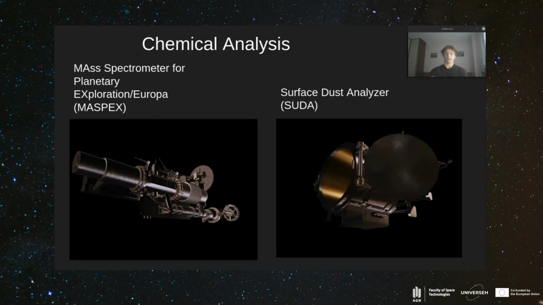The next pair of instruments are for the chemical analysis. Both of them are very similar because I will discuss shortly what they do. However, the difference between them is that the mass spec is concerned with the gases, and SUDA is responsible for the meteorites.